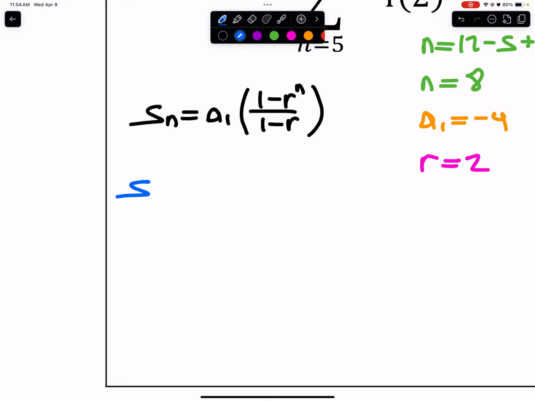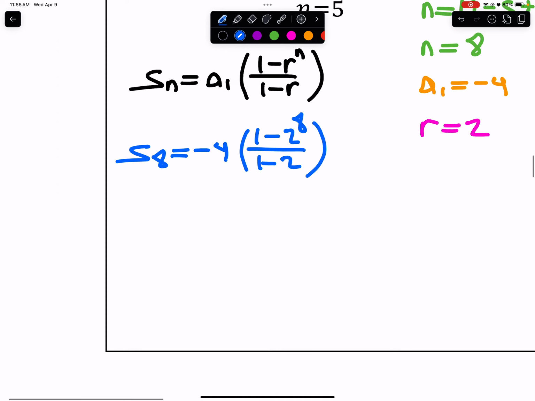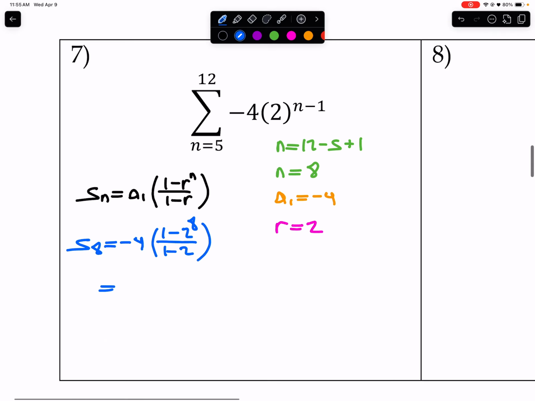So my partial sum of 8 terms is going to be -4, parentheses, 1 minus 2 raised to the 8, over 1 minus 2. So when I plug this in, give me a second, I want to definitely make sure that I do this correctly. So -4, 1 minus 2 raised to the 8th over 1 minus 2. It's going to be a decent sized number. Shame on me, I made a mistake.